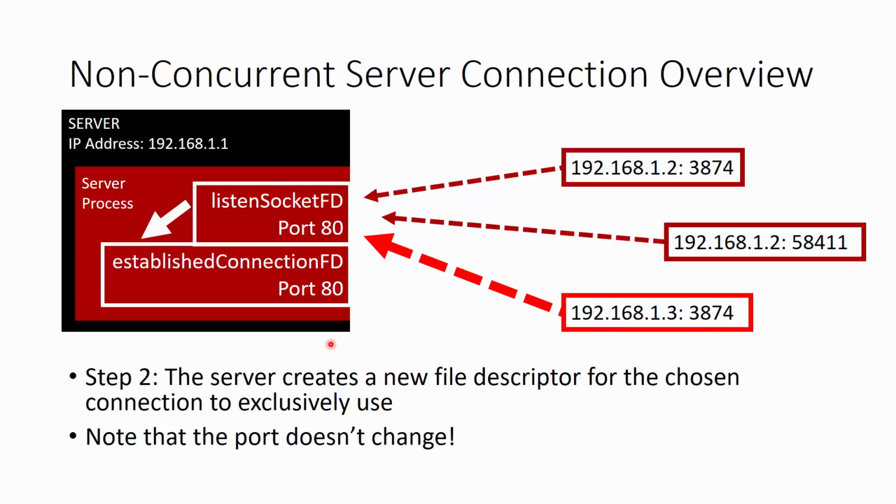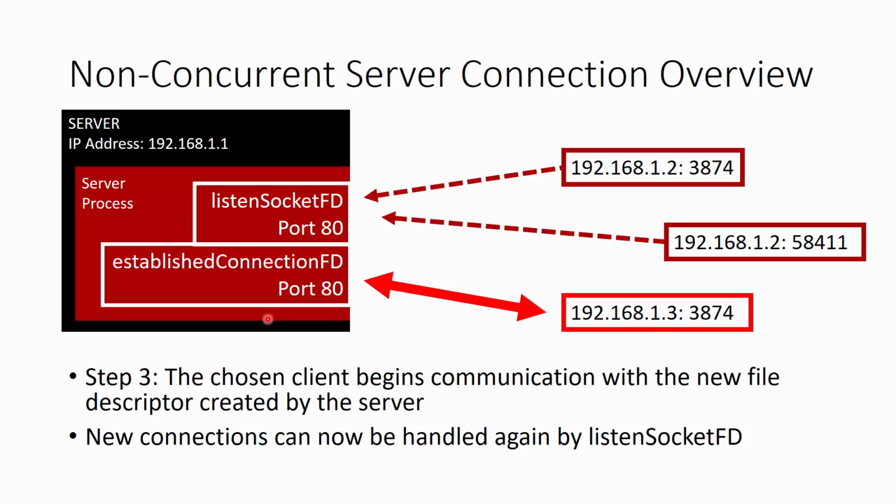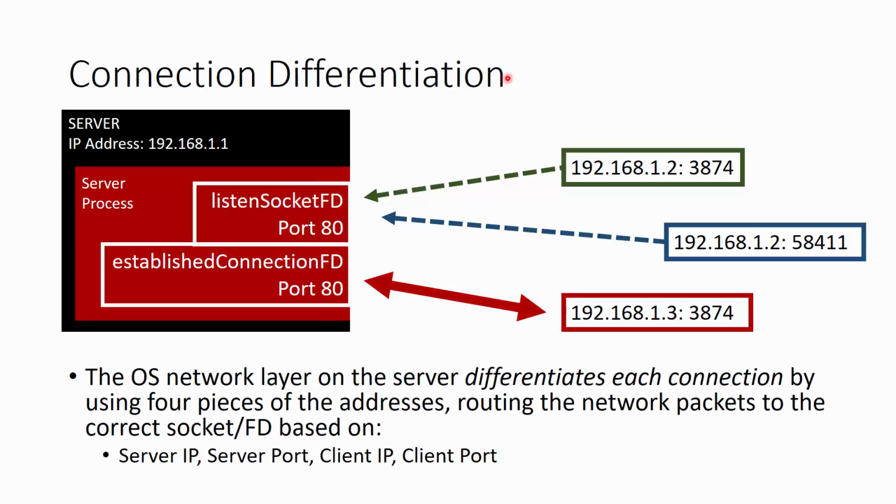The port does not change. We'll talk about how that works in a bit here, but essentially the server is going to create a brand new file descriptor that's only for the connection that it's now processing. Step 3 is that with that established, the client will begin to communicate with the new file descriptor that was created by the server. So now, new connections can be handled again by the listen socket FD. So that brings us back to the beginning.